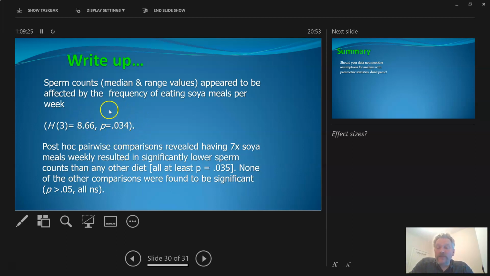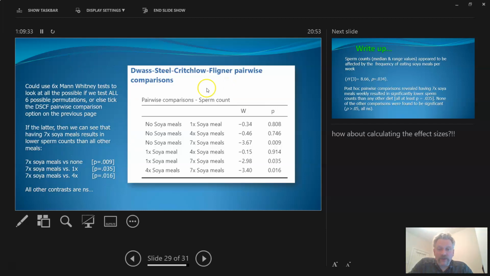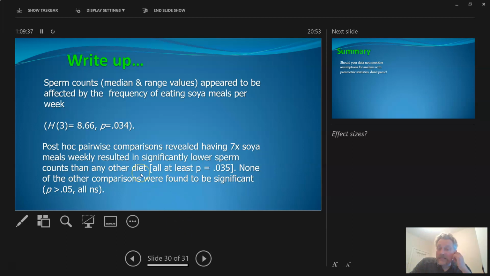And because that was saying that there's a difference across our 4 groups, what we then did is a series of pairwise comparisons. And this was just every group against every other group. And what we found is that it was only the group that had 7 soya meals. Whenever you compare them to the other groups, they have significantly lower levels of sperm.